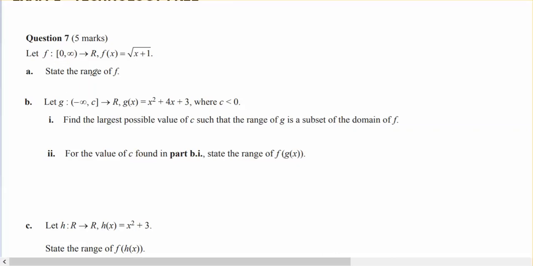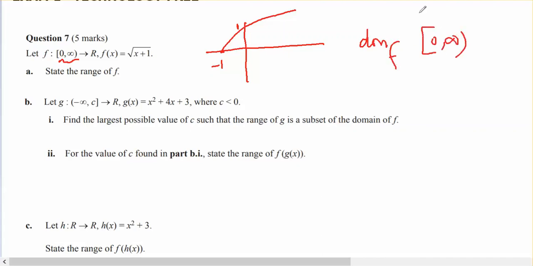Again, question A, state the range of f. So f is this square root that would go from -1, and that would be 1. However, it has a restricted domain, so the domain of f is 0 to infinity, which means that the graph will start there. So the range of f is 1 to infinity.